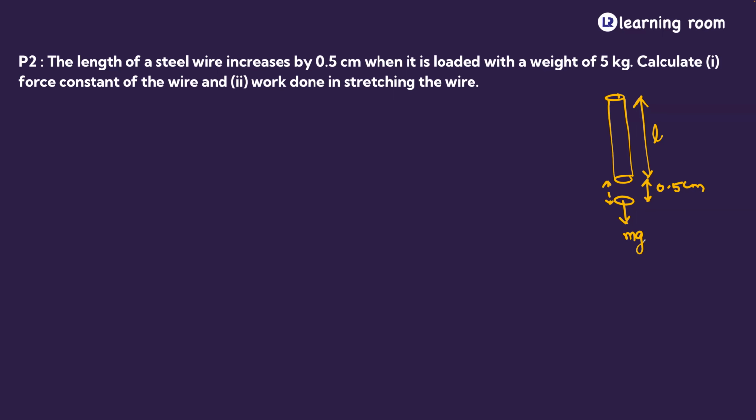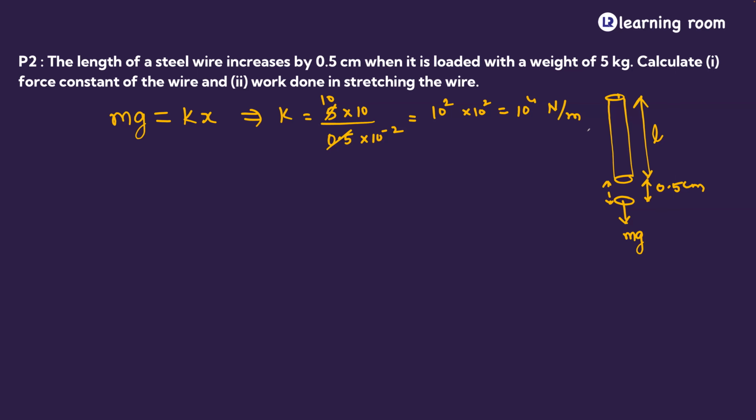So it is happening because of the weight. The weight experienced by the mass is what is going to get stored as the spring force. So mg is equal to k into x. Right. So what is the value of k? k will be equal to m is 5 into g is 10, the whole divided by what will you take the value of x as? 0.5 into 10 power minus 2. So 0.5 will cancel the 5, 10 times. So 10 square into 10 square, the answer will be 10 power 4 Newton per meter.